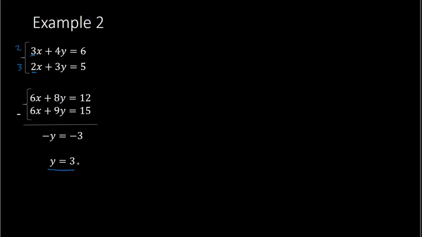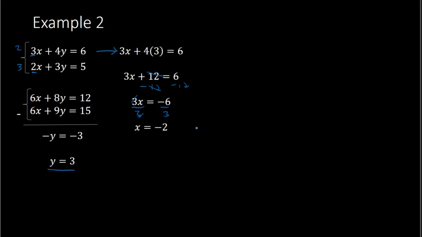So I've solved for y, and I can use this to find x. Plug this back into either equation, doesn't matter which one, we'll choose the first one. And so we do 3x plus 4 times 3 equals 6. Well, 4 times 3 is 12. Solve by subtracting 12. We now have 3x equals negative 6. And then divide by 3. We now have x equals negative 2. So x is negative 2 when y is 3. I can put it together as an ordered pair to get negative 2, comma 3.